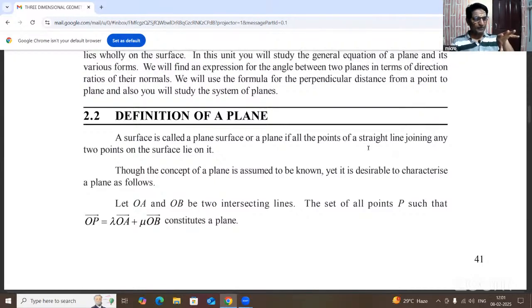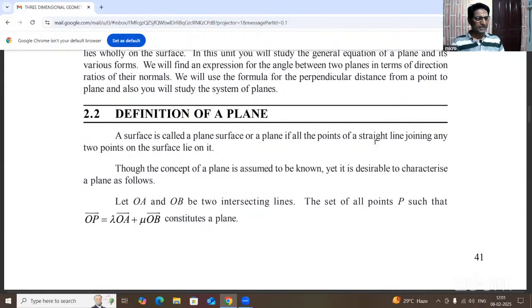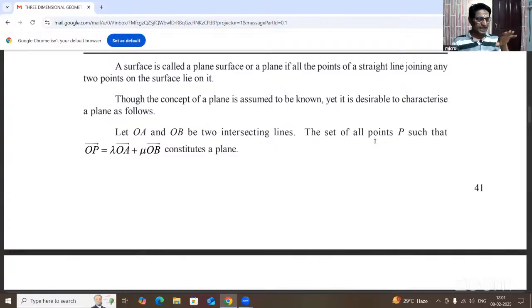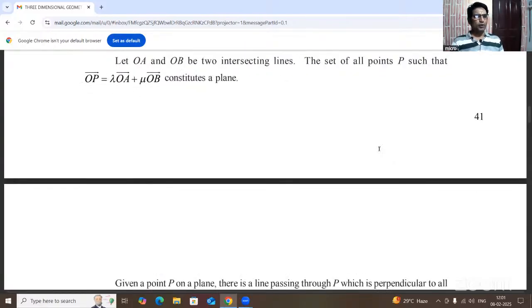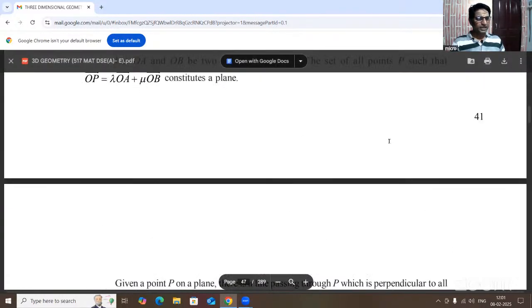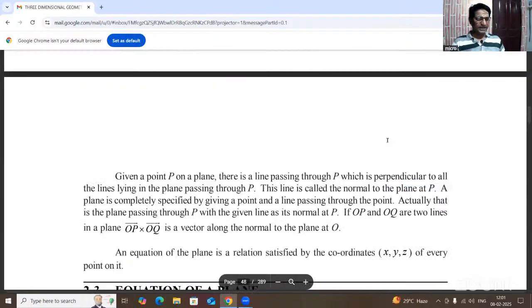Through the concept of a plane, it is desirable to characterize a plane as follows. Suppose A and B are any 2 points, and through the origin we connect them, so OA and OB are 2 intersecting lines. Now the set of all points P such that OP bar equals lambda OA bar plus mu OB bar constitutes a plane.